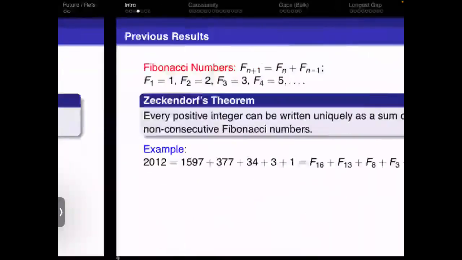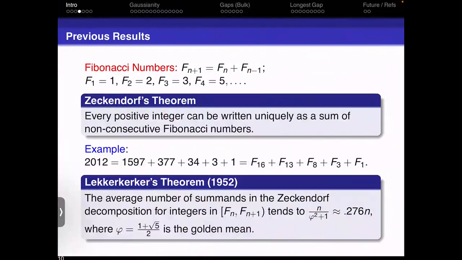Okay. So for instance, here is Zeckendorf's theorem. Here's the number 2012, and we talked about how you can write it as a sum of non-adjacent Fibonacci numbers. Does anybody know approximately how you convert from miles to kilometers or kilometers to miles? Yeah, which is approximately the golden mean.